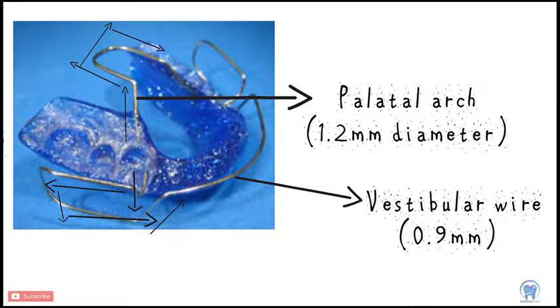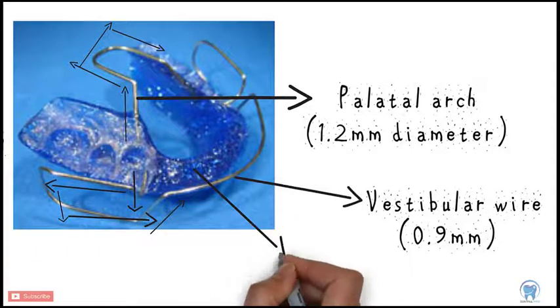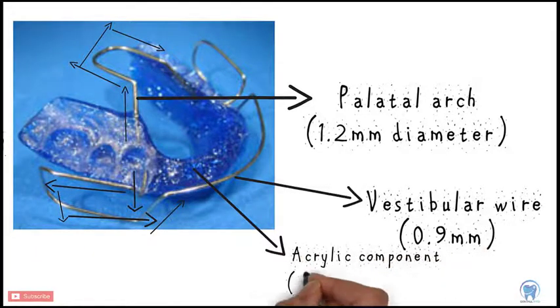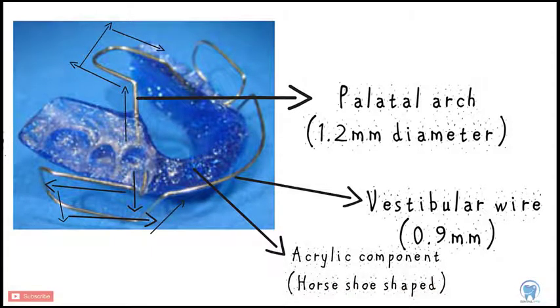The second component of the Bionator after the wire component is the acrylic component. The acrylic component is horseshoe shaped. It fits into the lingual aspect of the mandibular arch and part of the maxillary arch.